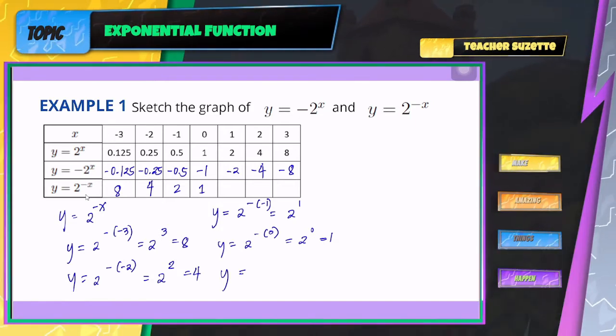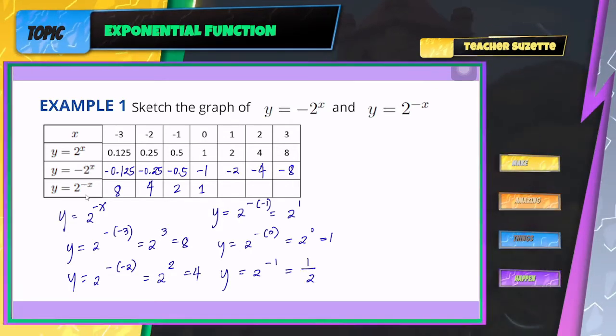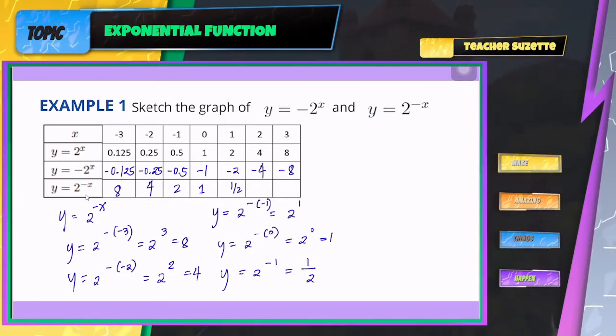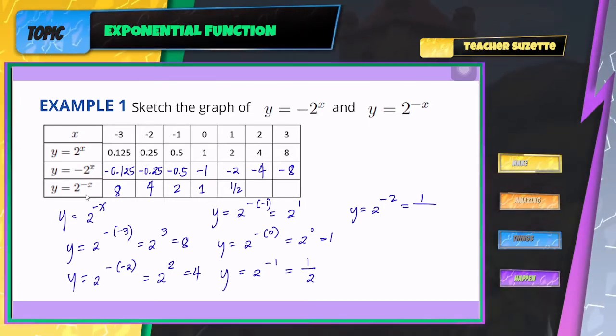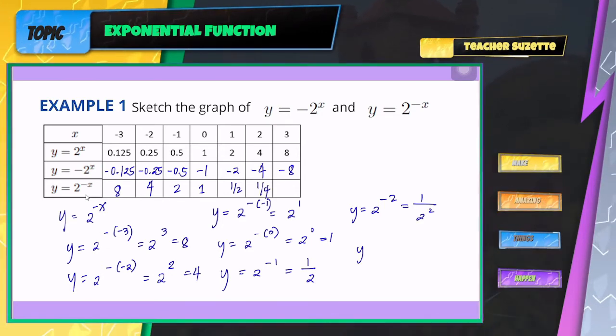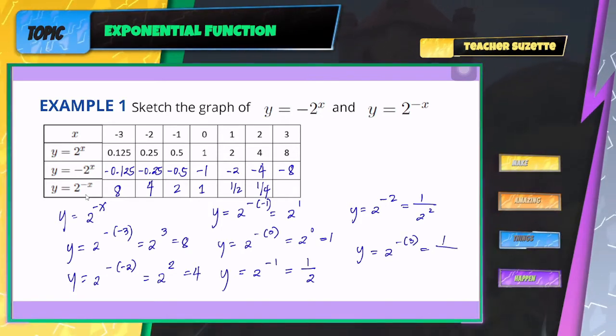Next, we have y is equal to 2 raised to negative 1. Get the reciprocal. So, you will have 1 over 2. Next, let's solve for y is equal to 2 raised to negative 2. So, we will have 1 over, get the reciprocal, 2 raised to 2, or 1 over 4. Last, we have y is equal to 2 raised to negative 3. So, get the reciprocal. You will have 1 over 2 raised to 3, which is equal to 1 over 8.